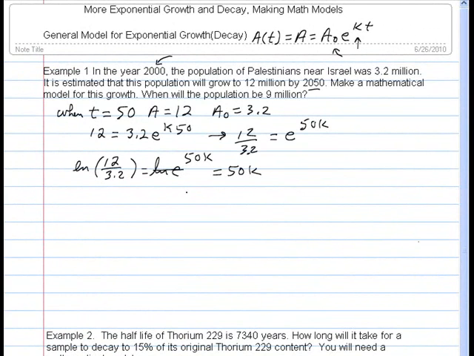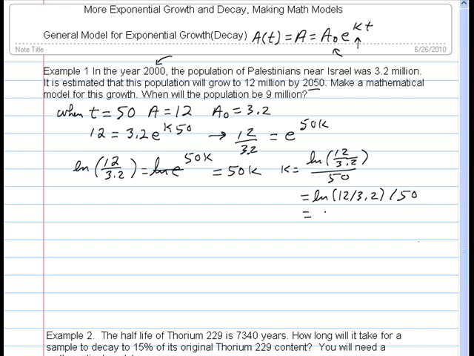Which means that K is going to be equal to the ln of 12 over 3.2 divided by 50. Well, that's kind of a cumbersome thing. So what I'm going to do is I'm just going to convert that to a decimal, and I'm going to use that for my math model. When you convert that to a decimal, you write it out like this. ln of 12 over 3.2 divided by 50, and you hit enter in your calculator.